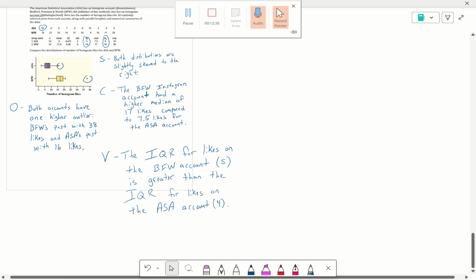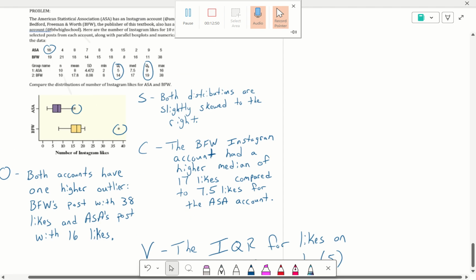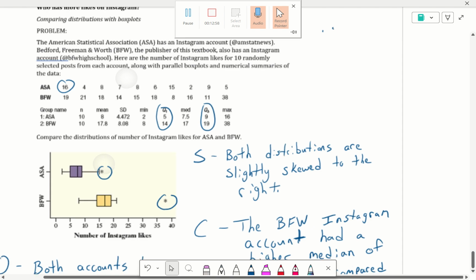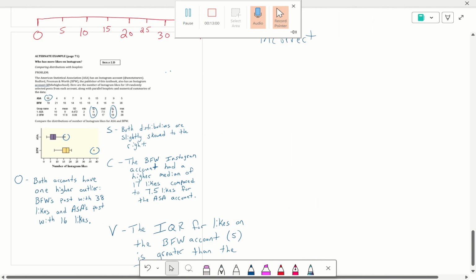There you go. All right, so let's make sure we use comparative language here. One is higher than the other. Let's make sure we're using context as well. What is this describing? It's describing the Instagram accounts for the American Statistical Association, ASA is fine, and for Bedford Freeman and Worth Publishing, which is BFW, that's fine too. So make sure you follow that criteria.